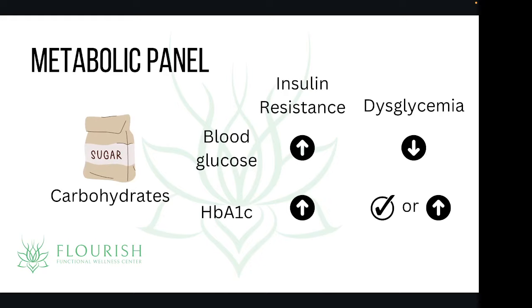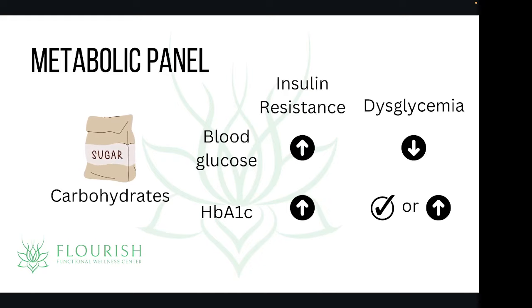And then your hemoglobin A1C is a measure of what we call glycosylated hemoglobin, and that's where in the bloodstream, glucose will bind to your hemoglobin that's attached to your red blood cells, and it's a more long-term measure of your blood sugar concentration. So that'll be elevated in those patients as well.